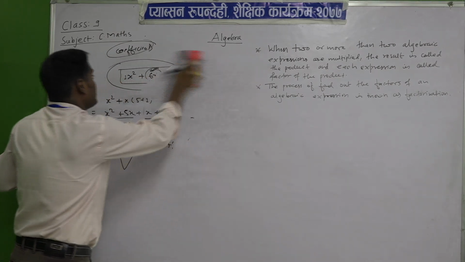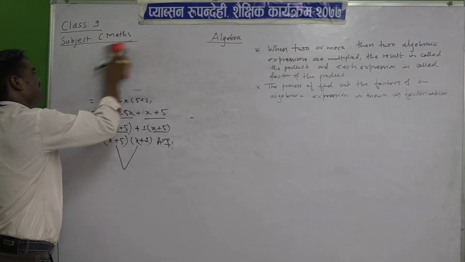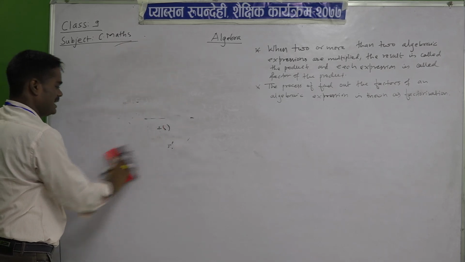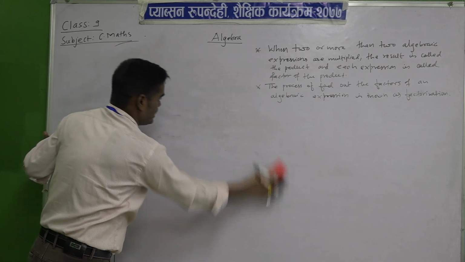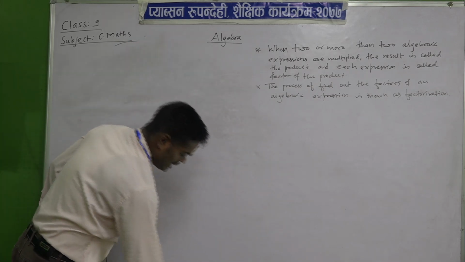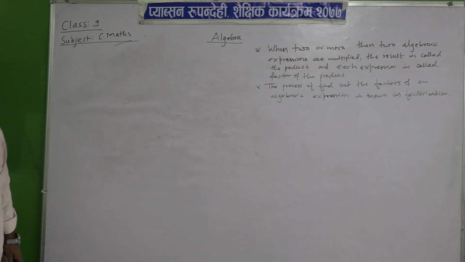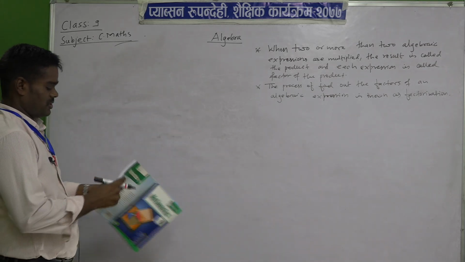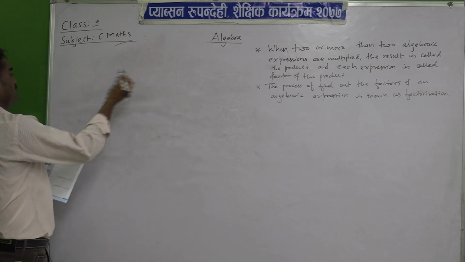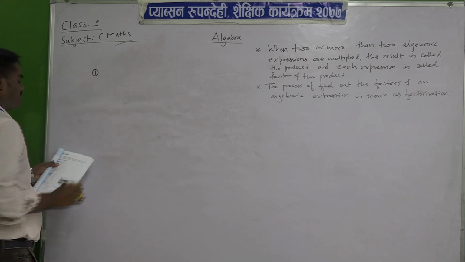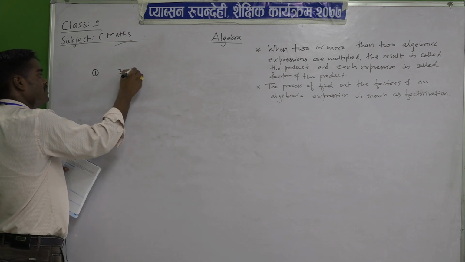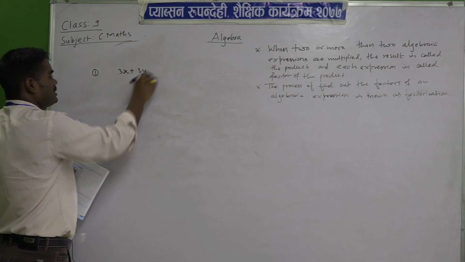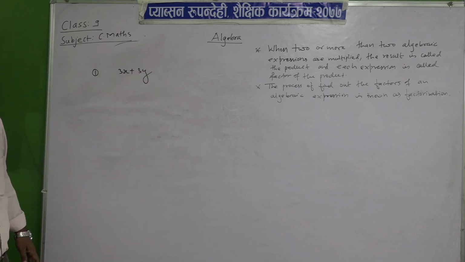Now algebra is not hard, it is very easy. You just have to know the technique of how to factorize. Here we have to solve some questions. See here, factorize when a binomial is given, binomial expression 3x plus 3y.